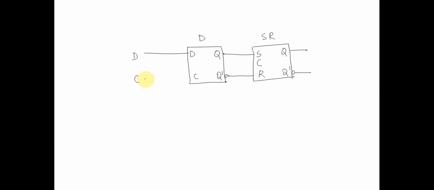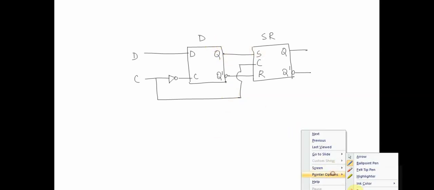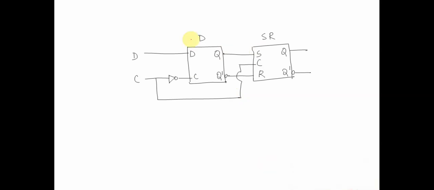Now we get an input D, and then we have an input C which we NOT and connect over here. And other than this, we take C and connect it to the other latch. So now if we look at this particular circuit, it is something known as a flip-flop, and let's try to understand the functionality of this flip-flop. So basically this is nothing but a D flip-flop, and it looks something like this.